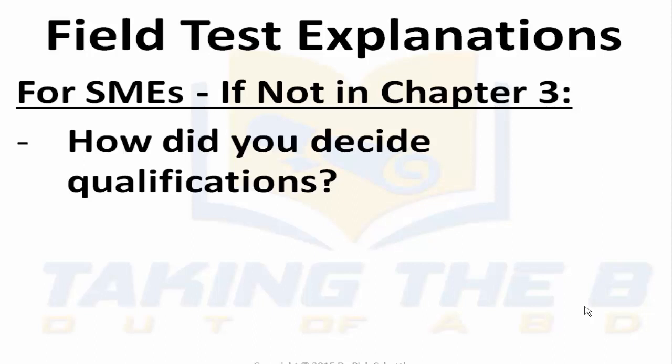Now, for subject matter experts, if not in Chapter 3, then how did you decide their qualifications? Again, I gave you my example that I asked my students to look for faculty who were approved to teach research courses. That's how they decided they were qualified. You may have a different method. Perhaps you know people who do research, or you know people who have written textbooks on research, particularly in that area of the design that you're applying. Nothing wrong with that. There are many different ways to qualify people.